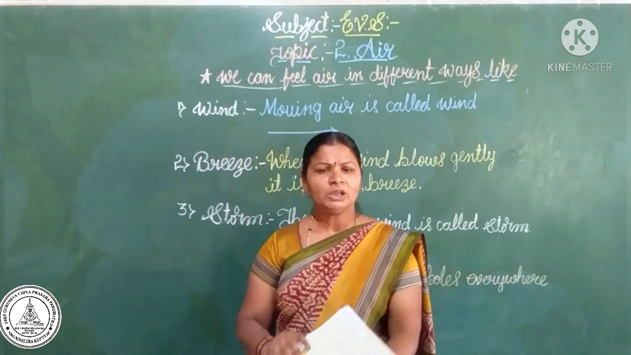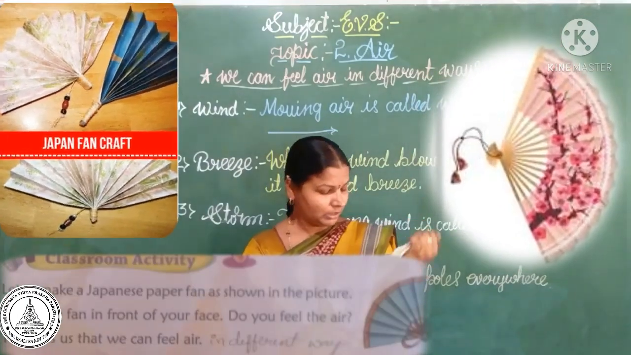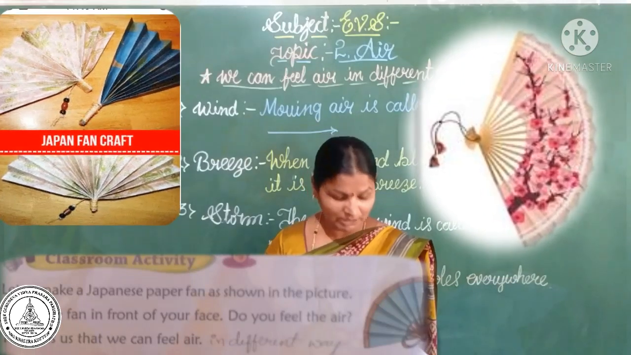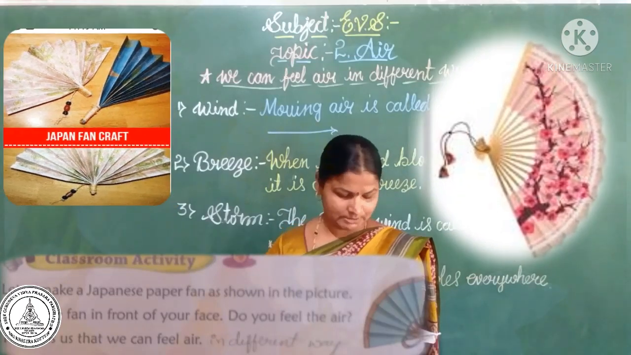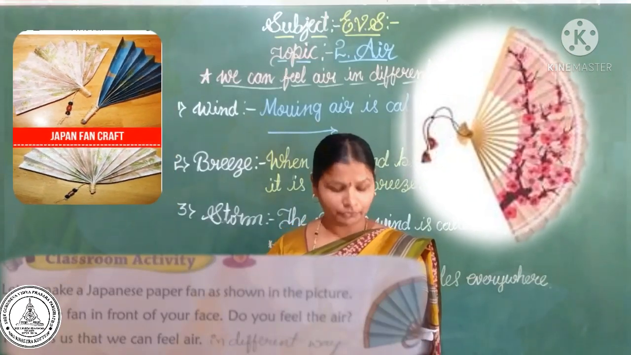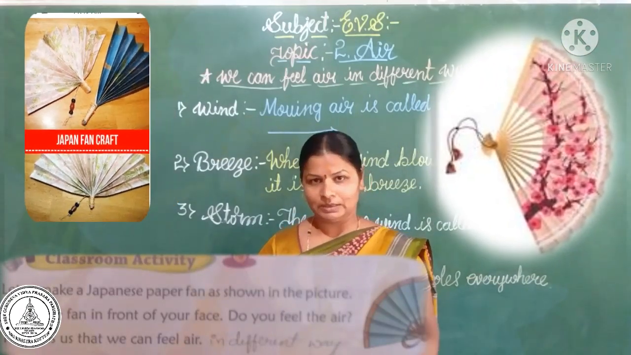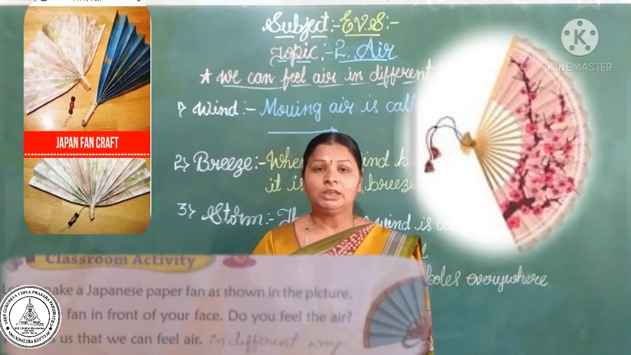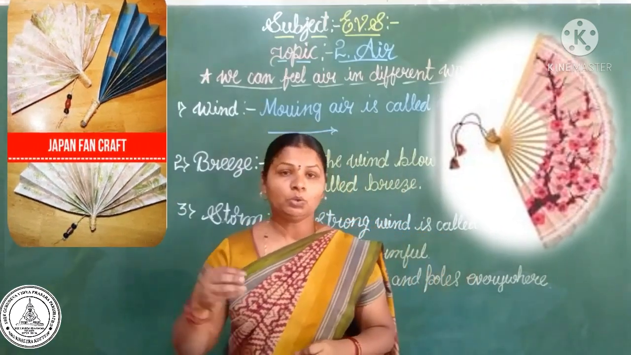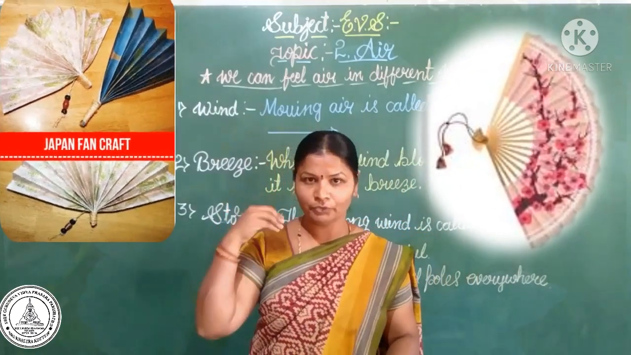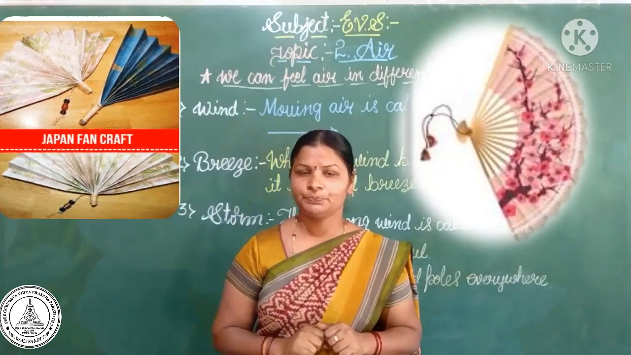So children, in your textbook there is one classroom activity. What they have given in the classroom activity: let us make a Japanese paper fan as shown in the picture. Wave the fan in front of your face. Do you feel the air? This tells us that we can feel air. So children, what they are telling is that in your home you can make the Japanese paper fan, okay. And you can wave the fan in front of your face, then you feel the air is present, okay.